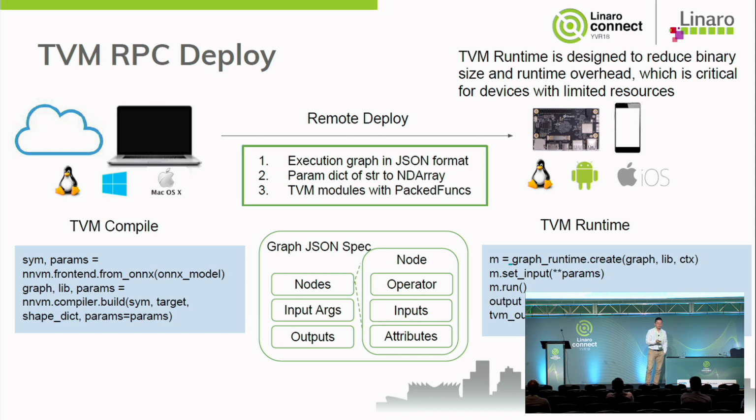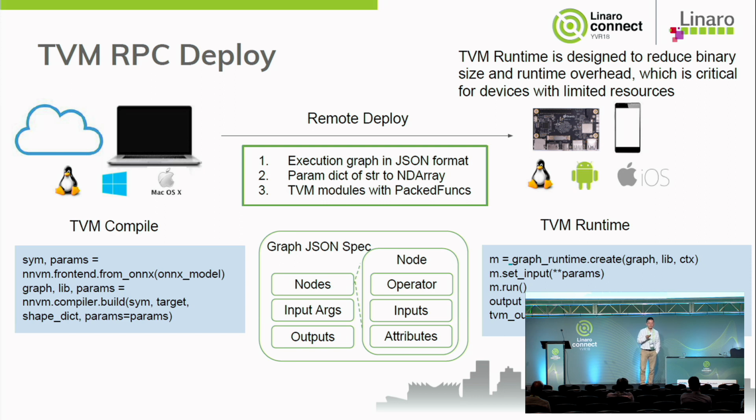We can see on the left the demo Python code. We import the ONNX model, which is already trained from different frameworks, transform it to the NNVM graph, and call the NNVM compiler build to generate the execution level graph and the library. The library is actually some TVM modules. TVM modules contain some packed functions for calling on the runtime side on the target device.